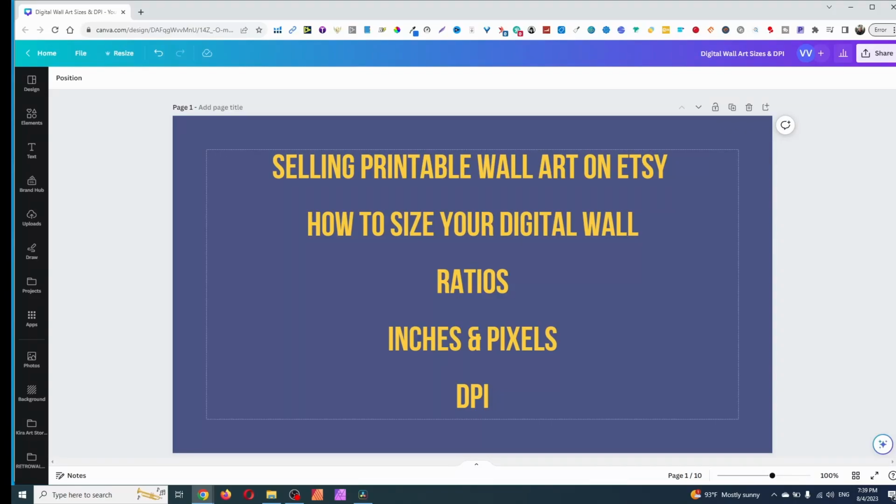Today I'll be talking about sizing your printable wall arts to be able to sell them on Etsy. Sizing your digital wall art could be quite confusing if you don't know the right ratios and dimensions and where to start. Selling your printable wall arts in the wrong dimensions will cost you lots of problems and bad reviews.